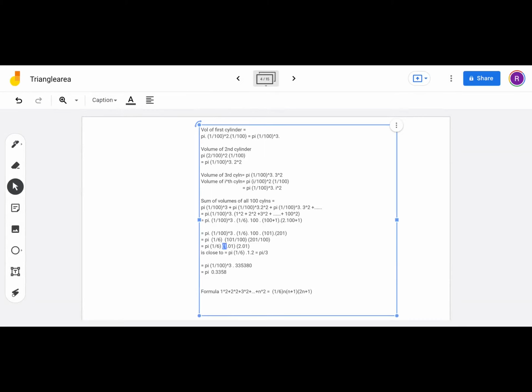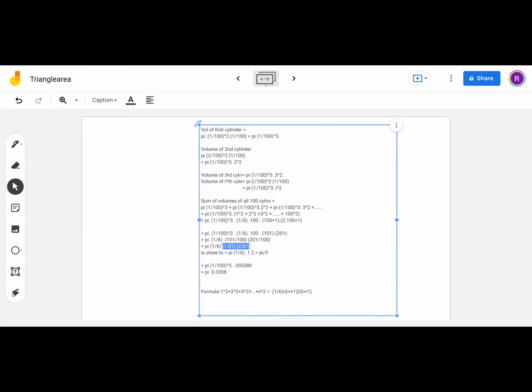So this line here, as you make the n larger and larger, this 1.01 will become, instead of 1.01, 1.0000001. So in a million, it will be after the 6th decimal place. In a billion, it will be the 9th decimal place. Same thing for 2.01. So as you make the n larger and larger, the sum of the volume of the cylinders that you got this way will become closer and closer to the volume of the cone.